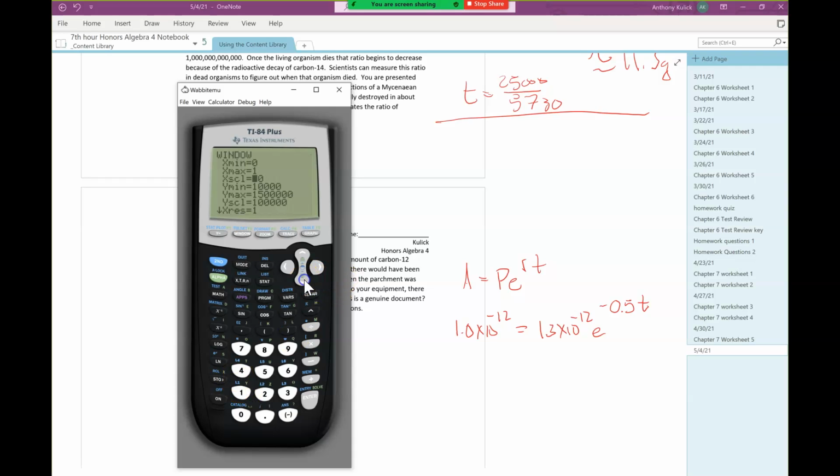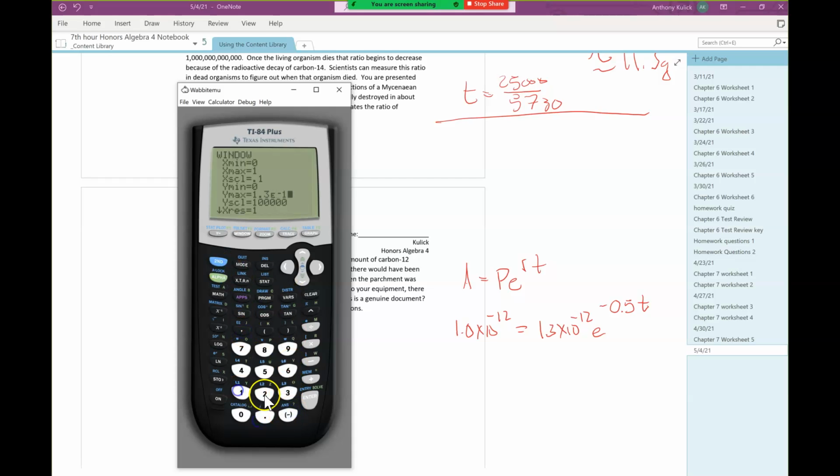But we'll see. Go back once maybe. The minimum value I can have is 0, right, since it's a decay. The maximum is this 1.3 times 10 to the negative 12.